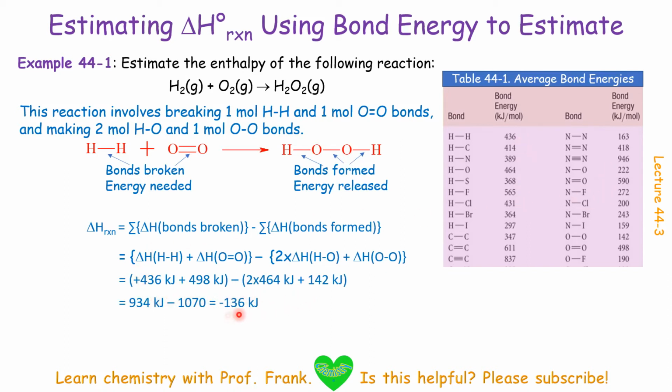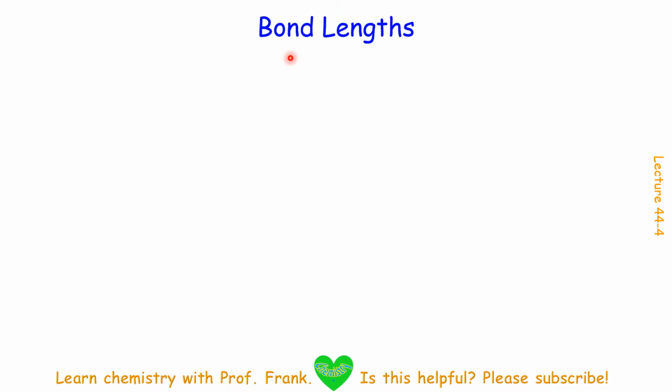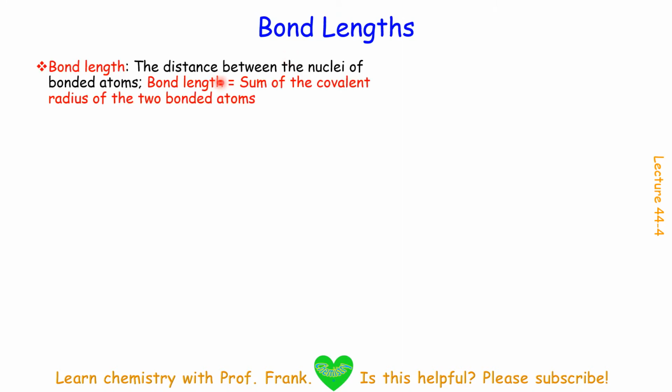So this calculation results in negative 136 kilojoules as the enthalpy for this reaction. Let's work on bond length now. Bond length is the distance between the nuclei of bonded atoms. In other words, bond length equals the sum of the covalent radius of the 2 bonded atoms.